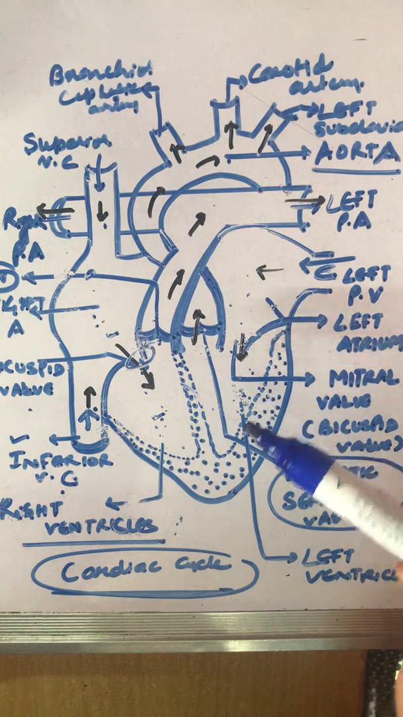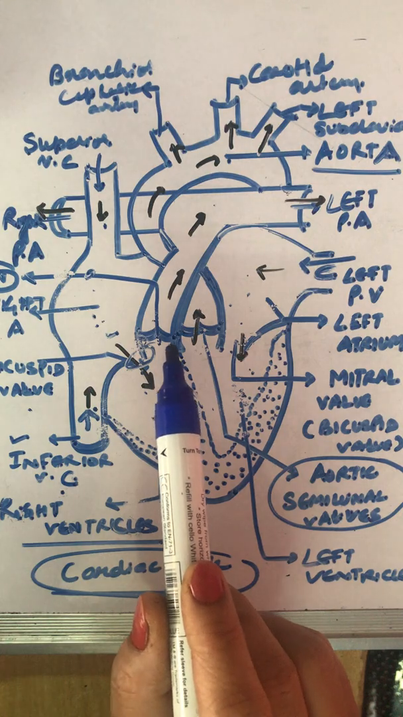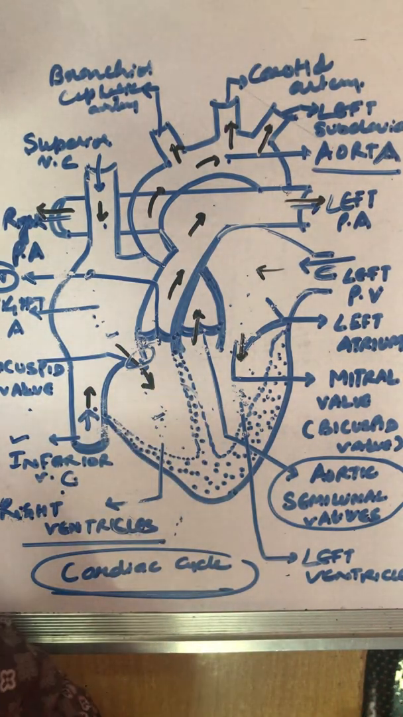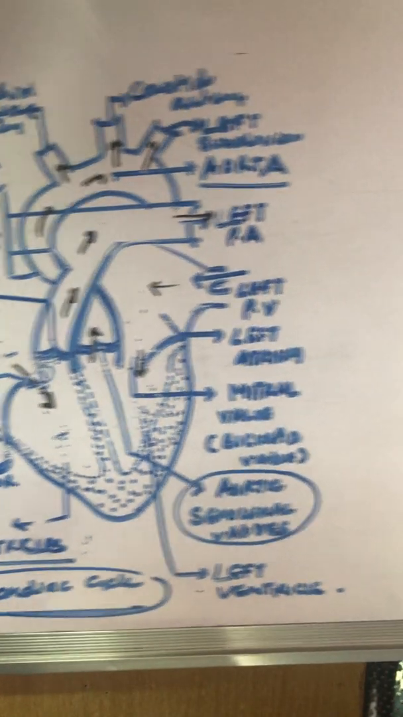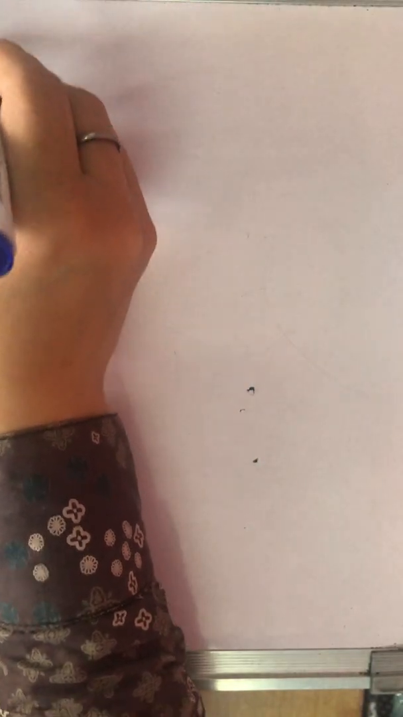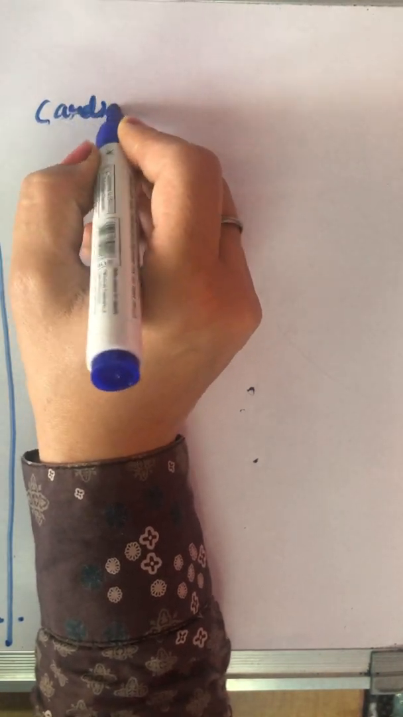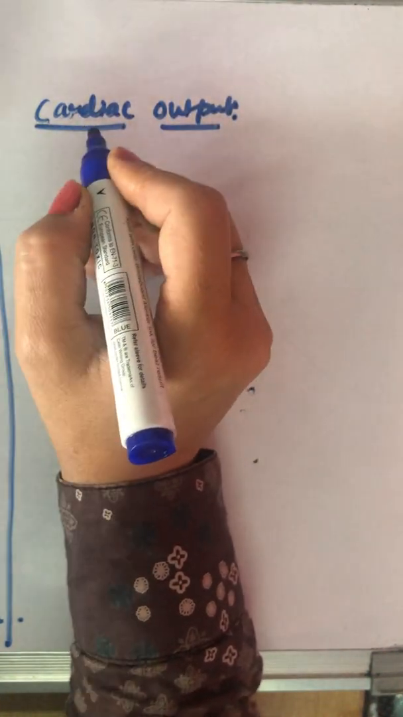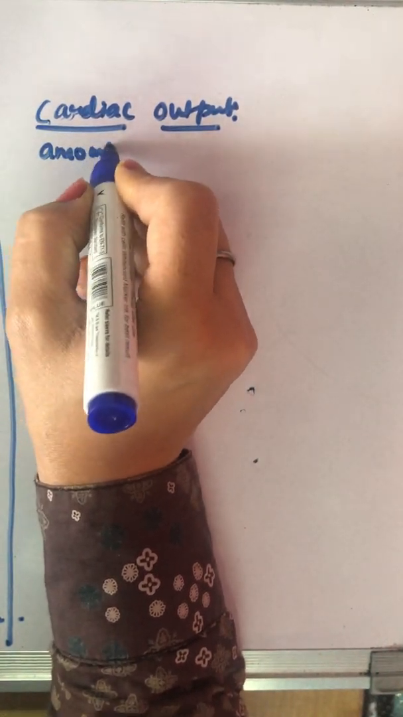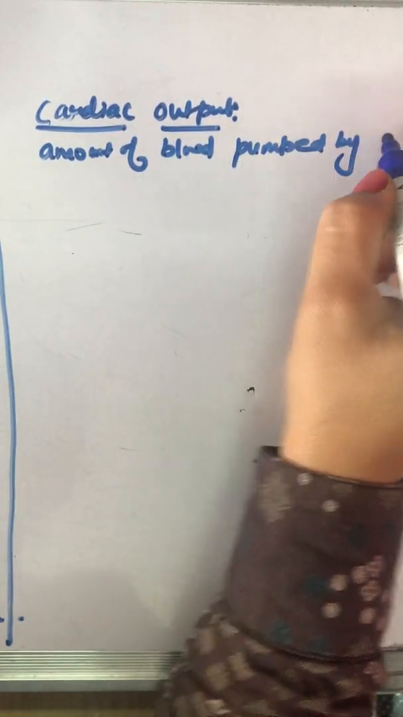Moving to what is cardiac output. Since this entire thing shows one cardiac cycle. One cycle means when it shows the flow of blood from the heart. Now we say the amount of blood pumped by the heart per minute is called the cardiac output. It is the amount of blood pumped by heart per minute.